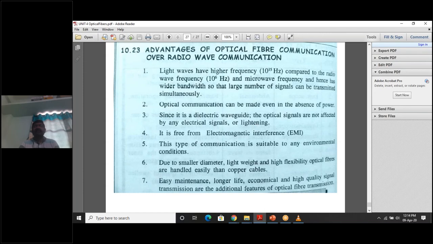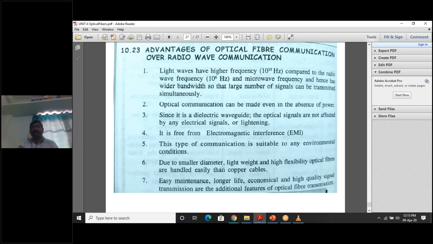Next, it is free from electromagnetic interference. You may sometimes see your conversation mix up with somebody else's conversation on the phone. Sometimes that is due to electromagnetic interference. This is not possible if you use optical fibers. This type of communication is suitable for any environmental condition, whether it is a cold country, hot country, or rainy country, continuously. So there is no issue with the usage of optical communication.